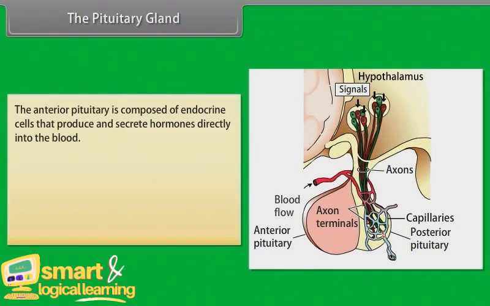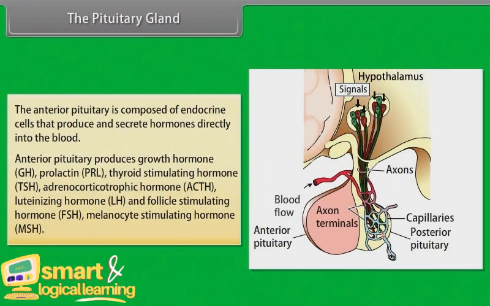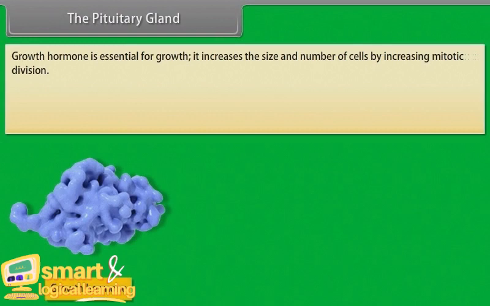The anterior pituitary is composed of endocrine cells that produce and secrete hormones directly into the blood. Anterior pituitary produces growth hormone GH, prolactin PRL, thyroid stimulating hormone TSH, adrenocorticotropic hormone ACTH, luteinizing hormone LH, follicle stimulating hormone FSH, and melanocyte stimulating hormone MSH. Growth hormone is essential for growth. It increases the size and number of cells by increasing mitotic division.